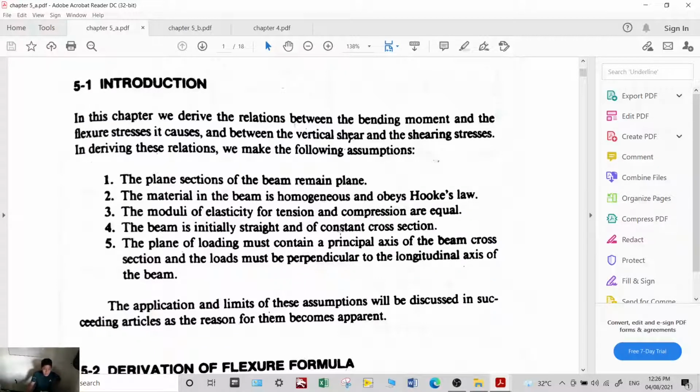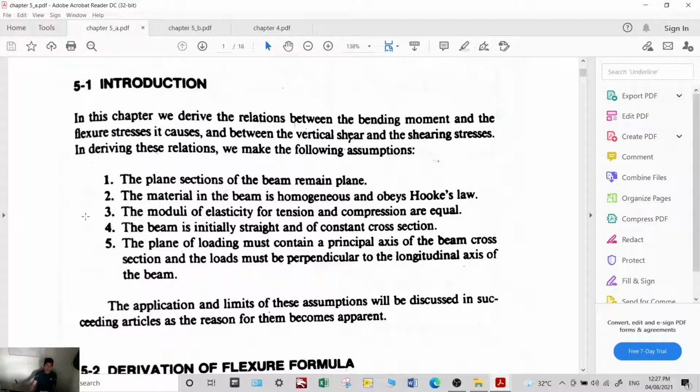Before we go to the formula for finding the flexure stress or the bending stresses, these are the following assumptions. First, the plane sections of the beam remain plane, and the material in the beam is homogeneous and obeys Hooke's law. Hooke's law, if you remember, is stress is equal to the product of the modulus of elasticity and the strain. Third, the moduli of elasticity for tension and compression are equal. So the modulus of elasticity is the same. The beam is initially straight and of constant cross-section.